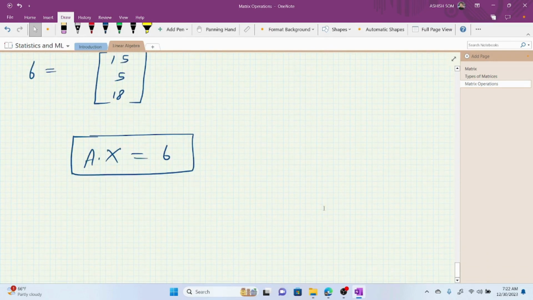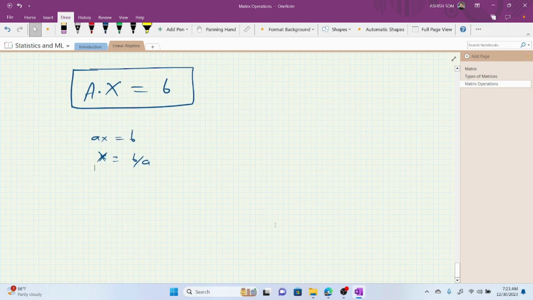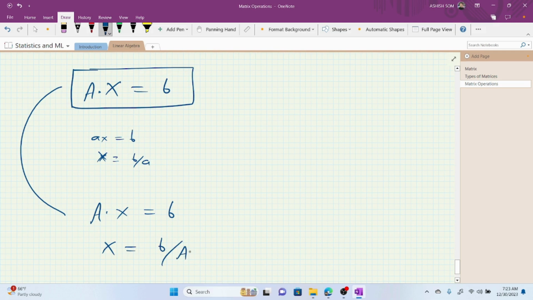Fine. Now how to do this? My job is to calculate the value of x. If I say ax equals b, we can say x equals b upon a. Can we say this? Generally in mathematics we do it like this. From here, if I say a dot product x equals b, we can say x equals b upon a, where a is a matrix.